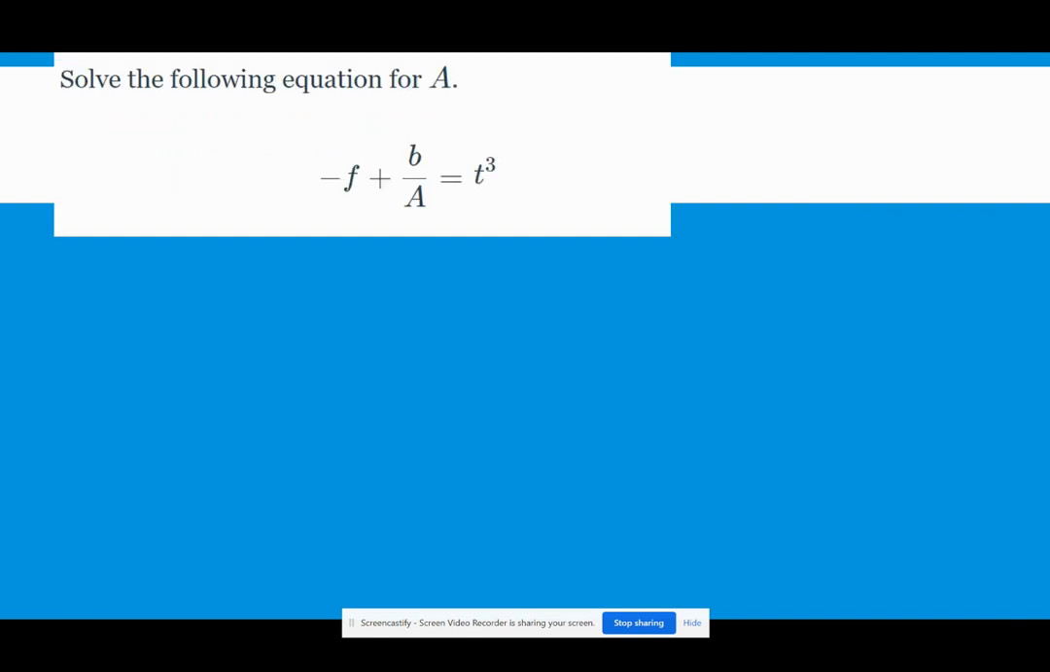All right, now we want to solve for A. So first, you can't just multiply over A because we still have that negative F. So we're going to add F over, and we get B divided by A equals T cubed plus F.